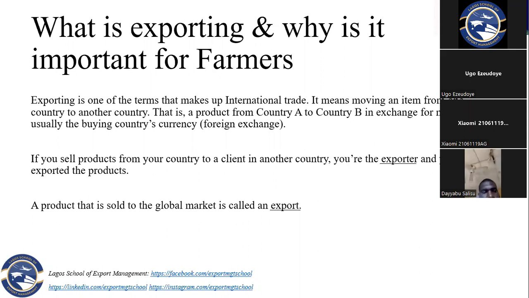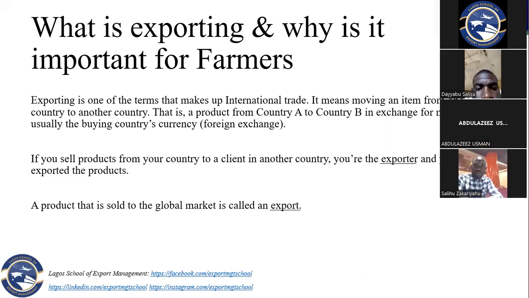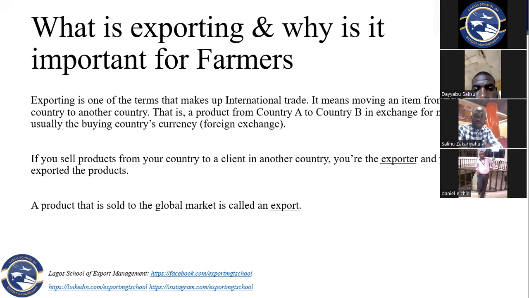So if you sell products from your country to a client in another country, you are the exporter. And what you just did was export the products. You just exported the product. So a product that is sold to the global market is called an export. So the items or the products, the harvest, the produce, whatever is in your farm that you've packaged, that you've processed, and you've shipped out is the export.